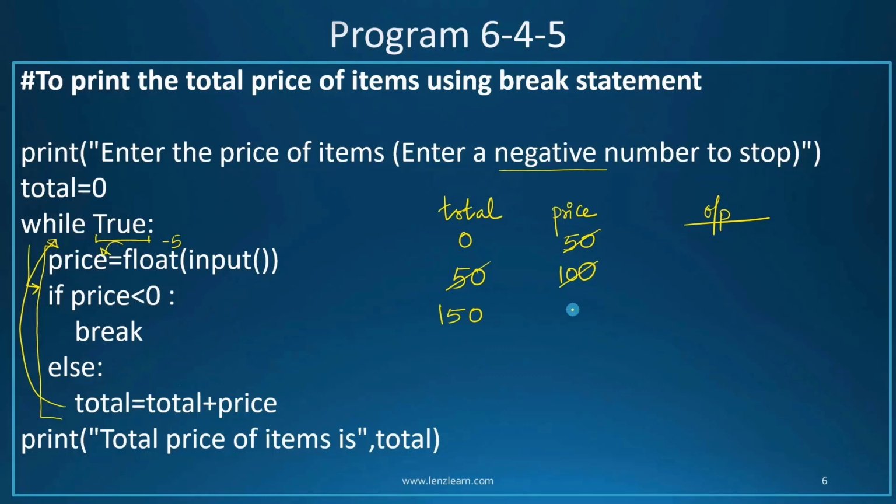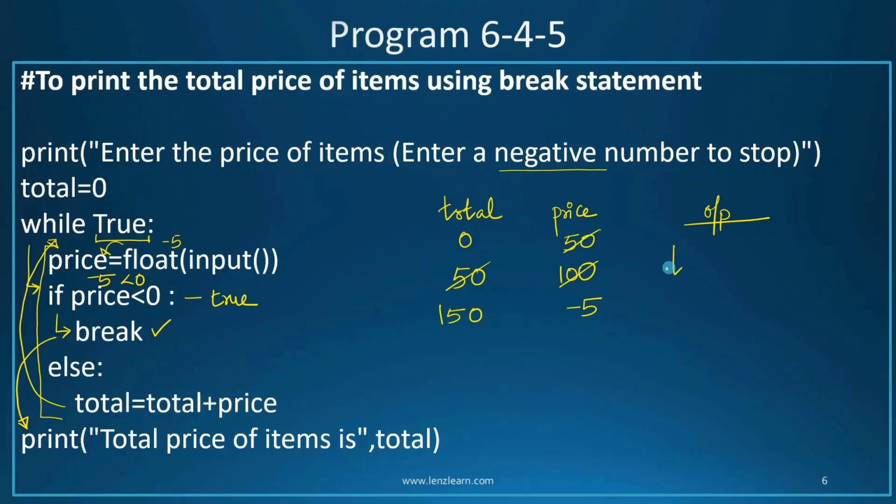So now price will have the value minus 5. So now the if condition check will be executed. Minus 5 is less than 0. So now you can see this is true. So now the if statement will get executed, which is break. So once the break statement is executed, the control will come out of the while loop to the next statement outside the while loop, which is the last print statement.